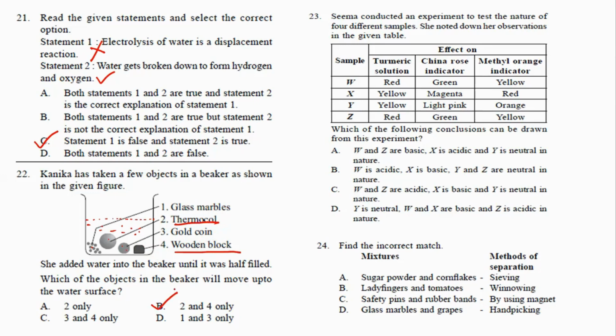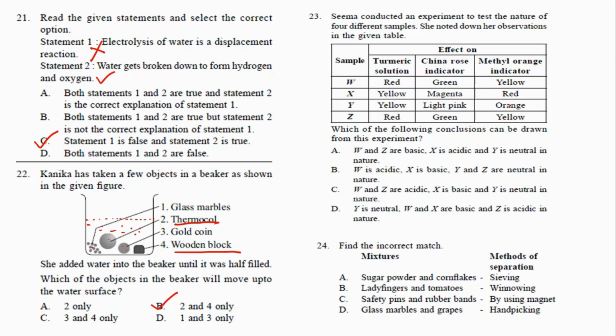Okay. Now we come to question number 23. Seema conducted an experiment to test the nature of 4 different samples. She noted down her observation in the given table. Sample W turns turmeric solution red, China rose indicator green, methyl orange yellow. X, turmeric solution yellow, China rose magenta, methyl orange red. And Y is yellow in turmeric solution, light pink in China rose, and methyl orange, it is orange. And Z, turmeric solution red, China rose indicator green and methyl orange indicator yellow, right?